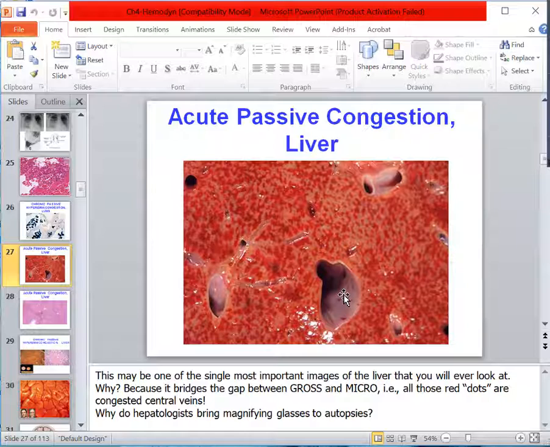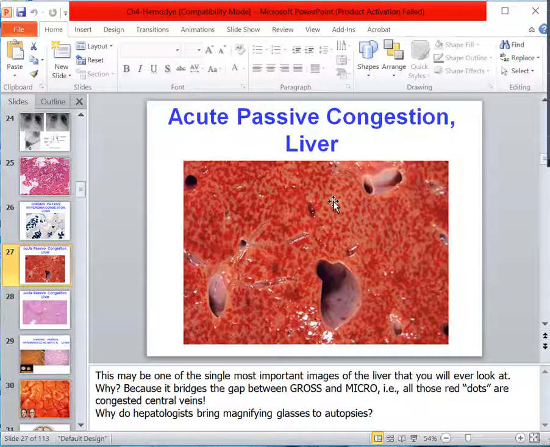But you want to know the really, really cool thing about this? If you look carefully, you see that red dot over there and there and there. Every one of these little white areas has a red dot. Those are actually the central veins. So if you thought the only way you could ever see a central vein in histology is to look through a microscope, you're wrong. These are individual central veins.